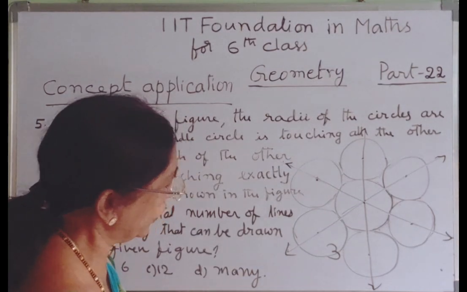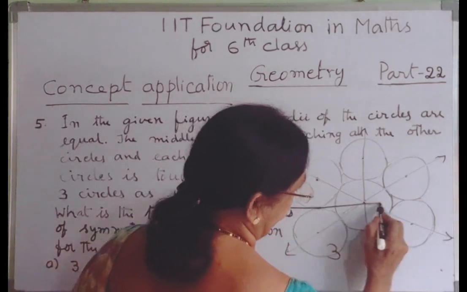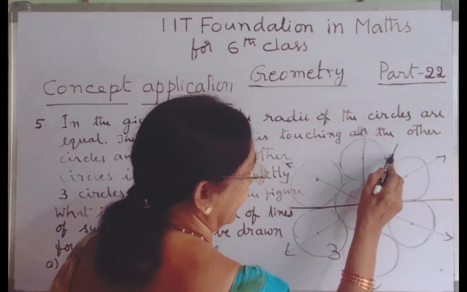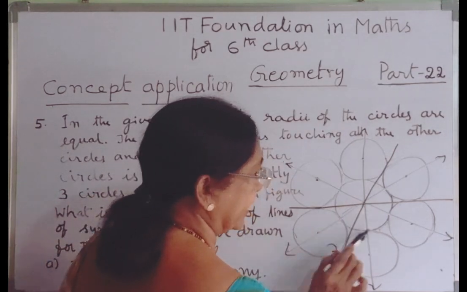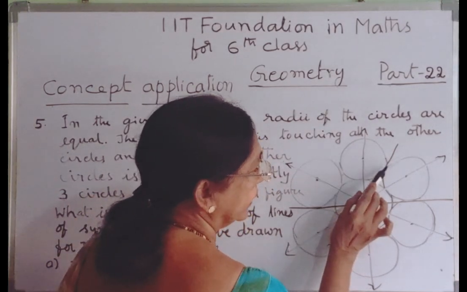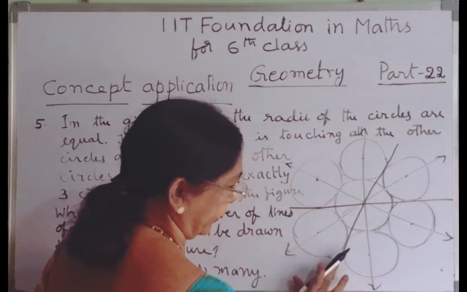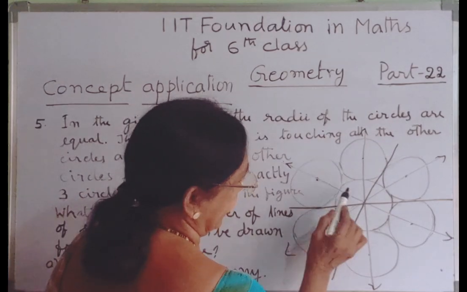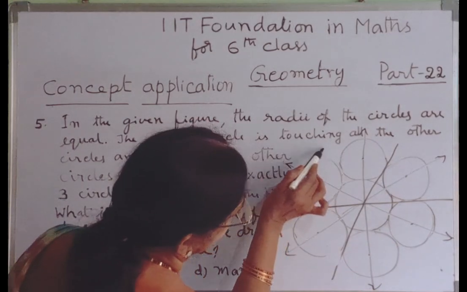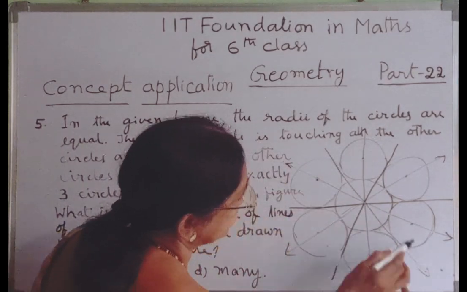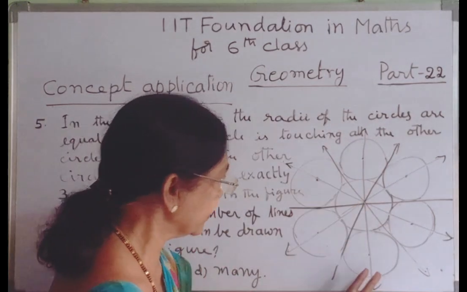Also we can draw some more lines of symmetry. See this is another line of symmetry. That is, this is another line of symmetry. That is the line passing through the center of the central circle and the point of contact of 2 circles here, and the point of contact of 2 circles here, like this. This is another line. This is another. This is a line. One more line. Thus, there are altogether 6 lines of symmetry that can be drawn for this figure.